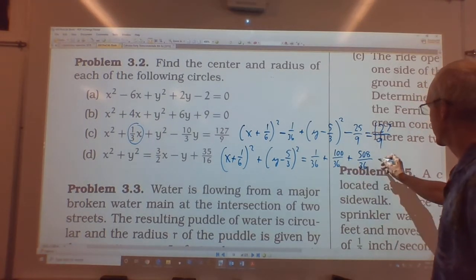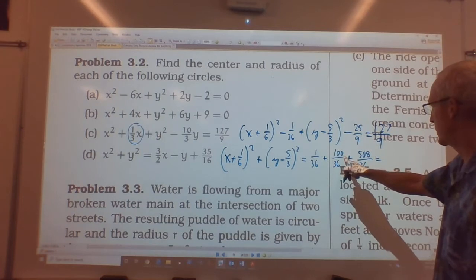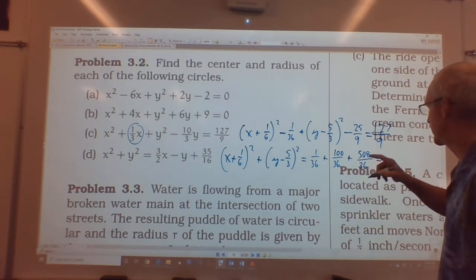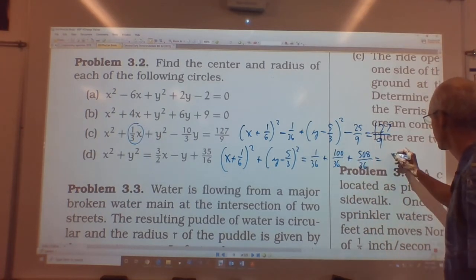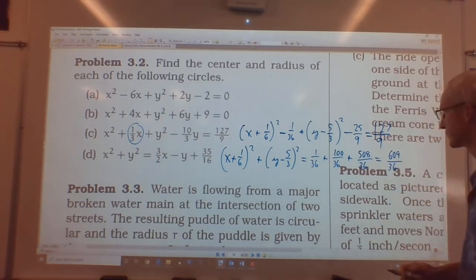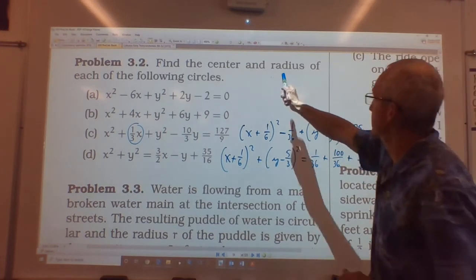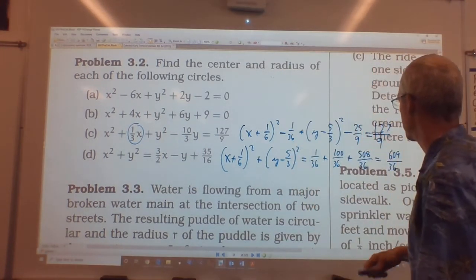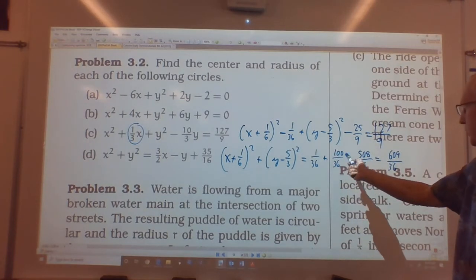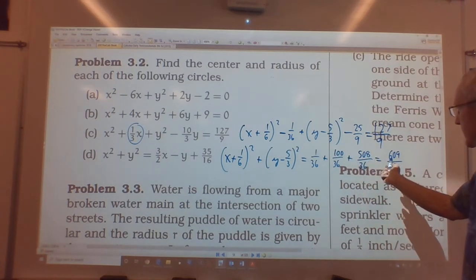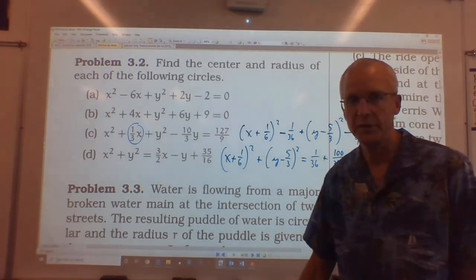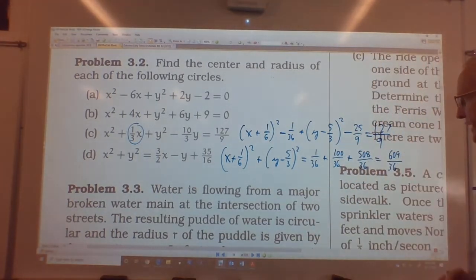Alright, so let's add up all those. 101 plus 508 is 609. 609 divided by 36. So they say find the center and radius of each of the following circles. So I did this right? 1 plus that's 509, 609. Okay, assuming I did all this right, which you can check my algebra. But the idea is right.